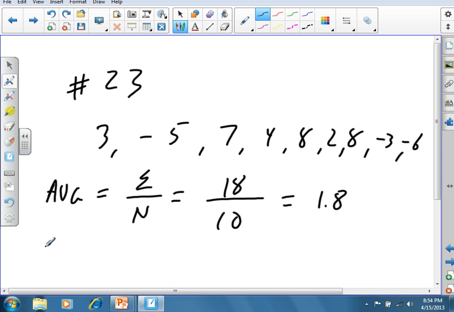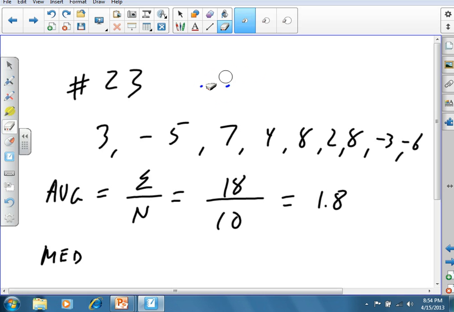I want to find the median. So that means I want to find the guy in the middle. All right, so I'm going to line them up: minus 3, minus 6, minus 6, minus 5, 3, minus 3, 3, 4, oh, what a bummer. Do it all over again.